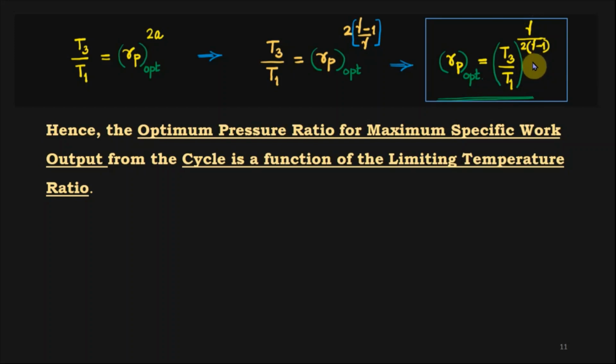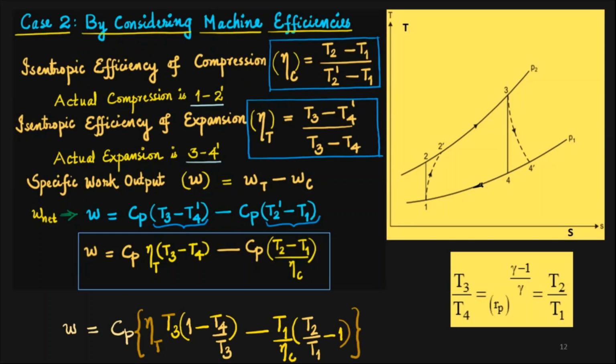So Rp optimum is equal to the ratio of temperature limits, maximum by minimum, raised to gamma by 2 into gamma minus 1. From this it is clear that the optimum pressure ratio for maximum specific work output from the cycle is a function of the limiting temperature ratio. Limiting temperature ratio is T3 by T1. Don't forget, T3 is T max and T1 is equal to T minimum in the cycle.